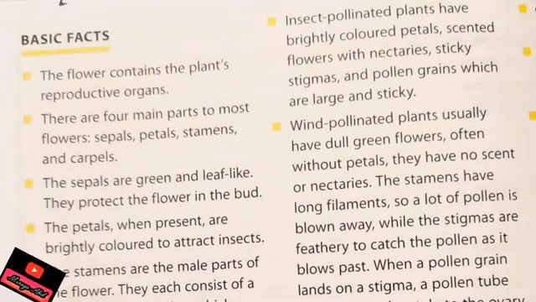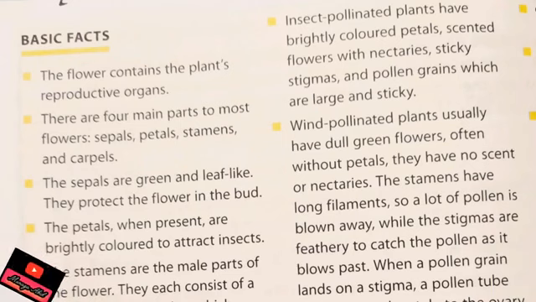The flower contains the plant's reproductive organs. There are 4 main parts to most flowers. They are sepals, petals, stamens, and carpels. The sepals are green and leaf-like. They protect the flower and the bud. The petals, when present, are brightly colored to attract insects. These were the first four basic facts.